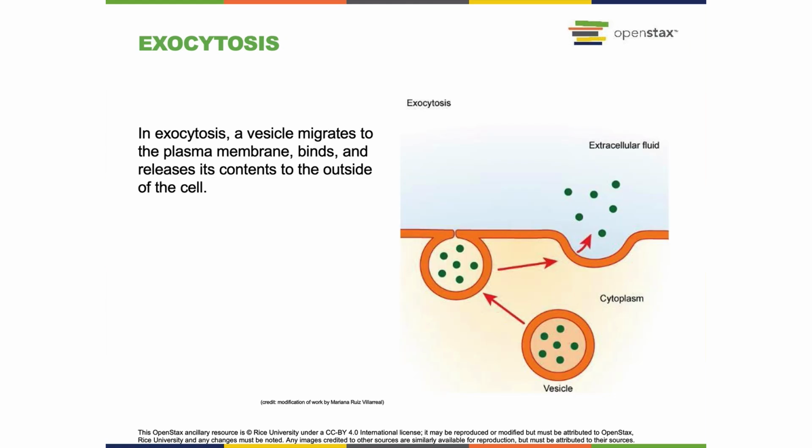Exocytosis is kind of the opposite of endocytosis, where we're going to package something that we want to get out of the cell in a vesicle. That vesicle is going to migrate to the cell membrane. It's going to bind and then fuse and then release its contents outside of the cell. And now the cell is slightly bigger because it just picked up the membrane that was part of the vesicle. This is also how cells grow.